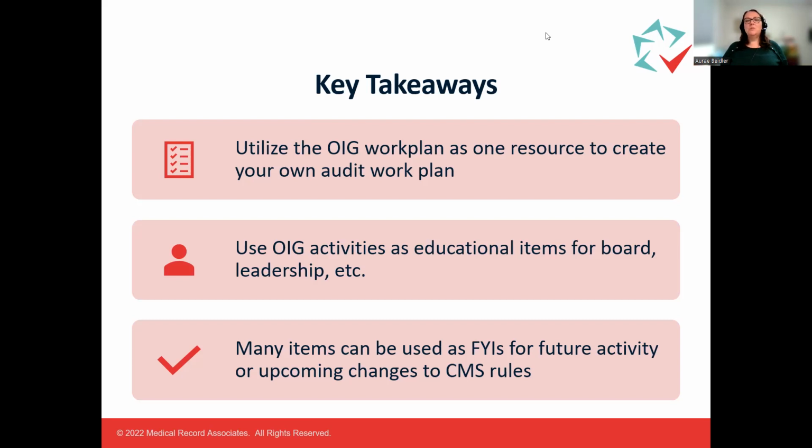Also, many of the items can be used as FYIs for future activity or upcoming changes to CMS rules. So you'll see there are some items that OIG has planned for the future that may change as CMS rules change, or even as OCR rules change. There are some privacy and security issue items as well. So having an FYI can help you plan. Maybe you have a list for 2023 you're going to look at. So definitely keep it in mind for future audits.